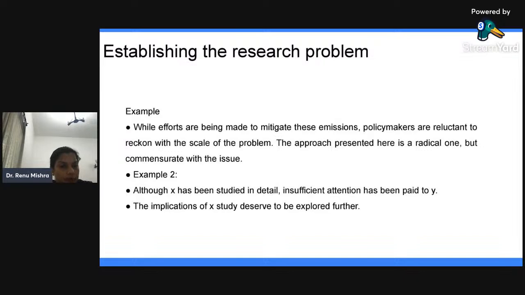Then, establishing the research problem is very important, because every research paper revolves around a research problem, so it should be very carefully explained. I'm telling you this because when a research paper is submitted for review, the reviewer primarily looks at certain aspects: the research methodology, what the research problem is, and how well the author has defined it.